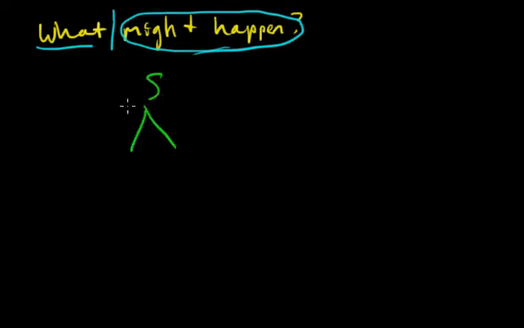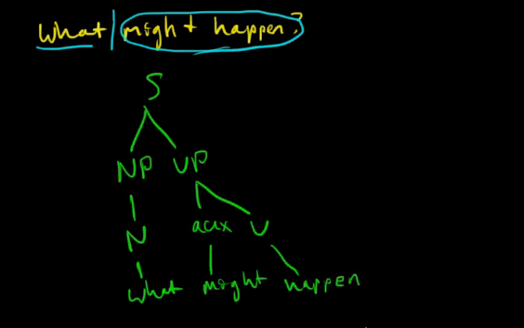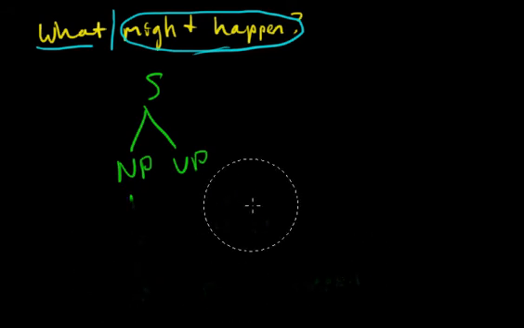Now you should have marked it like this. You should have drawn noun phrase and verb phrase in your diagram. And for noun, what is our noun? And in your verb phrase, you should have an auxiliary and a verb. Your auxiliary is might, and your verb is happen. Okay, so you should have diagrammed the sentence like this. Let me give you one last sentence to diagram, and then we'll be done for today's lesson.